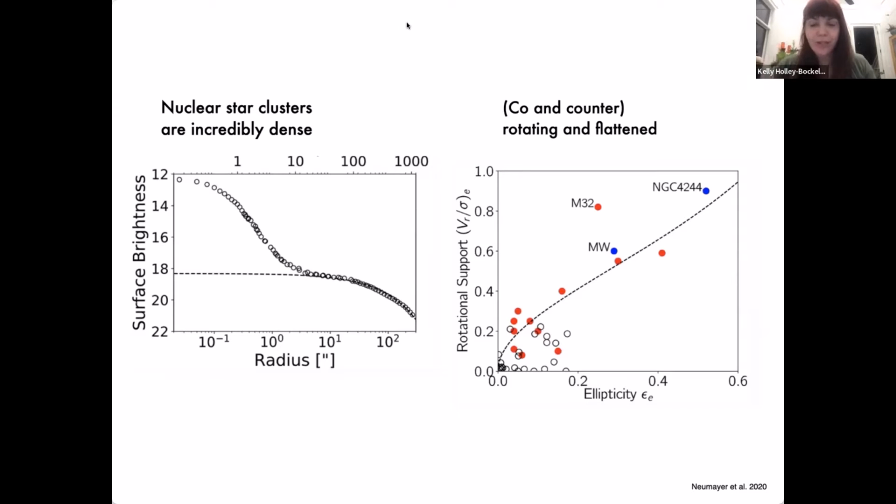So super dense, but also they're flattened and rotating. What this plot shows you is the fraction of the kinematics that goes into rotation versus velocity dispersion. So this would be highly rotating, and this is not. These are all galaxies with nuclear star clusters, and here's the ellipticity, or the two-dimensional flattening of that system. So they're flattened and rotating, either co or counter, depending upon what it is interacting with.